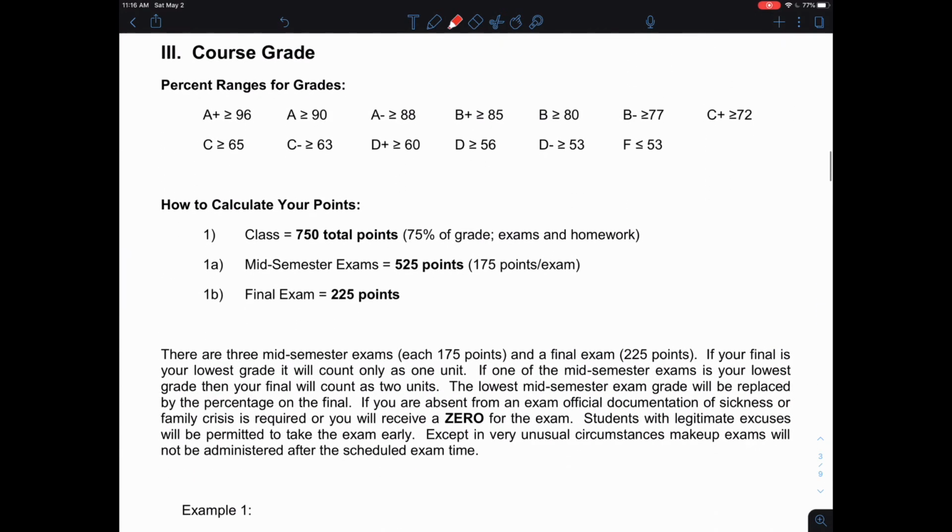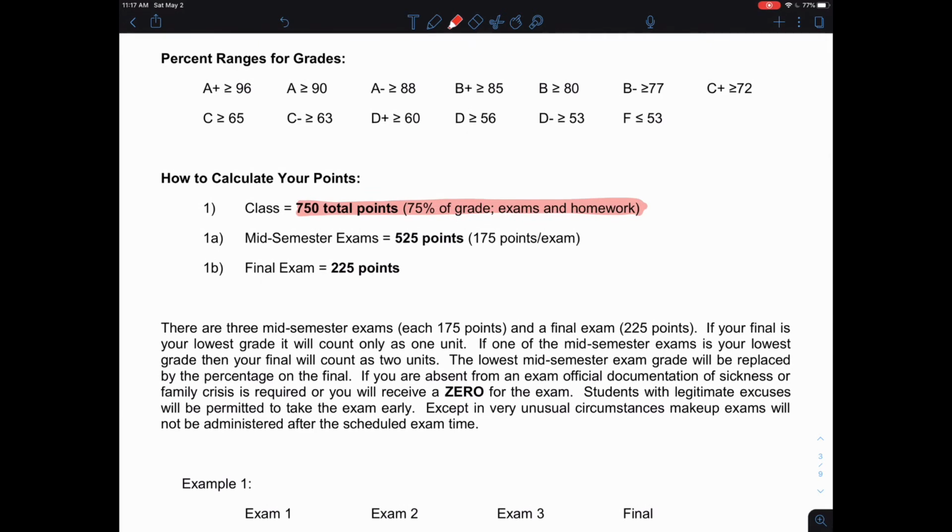Course grade, I kind of just throw it out there. This is the boundaries. So if you're looking for an A+, you got to get above a 96, roughly. And then if you don't want to fail, you want to get above a 53. So that's the idea there. They're all distributed out. There's basically 750 points for the lecture, and that's split up into exams and the final. So we have 525 points for the 3 mid-semester exams, or 175 per, and then 225 for the final.